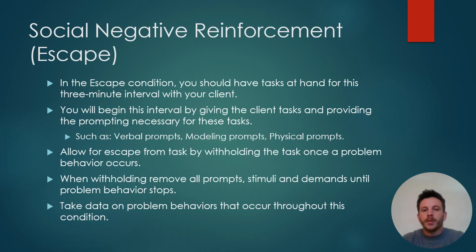The next condition that will be discussed is social negative reinforcement, otherwise known as escape. In the escape condition, you should have tasks at hand for this 3-minute interval with your client. You will begin this interval by giving the client tasks and providing prompting necessary for these tasks, such as verbal prompts, modeling prompts, or physical prompts. Allow for escape from this task by withholding the task once a problem behavior occurs. When withholding, remove all prompts, stimuli, and demands until the problem behavior stops. Take data on the problem behavior that occurs throughout this condition.